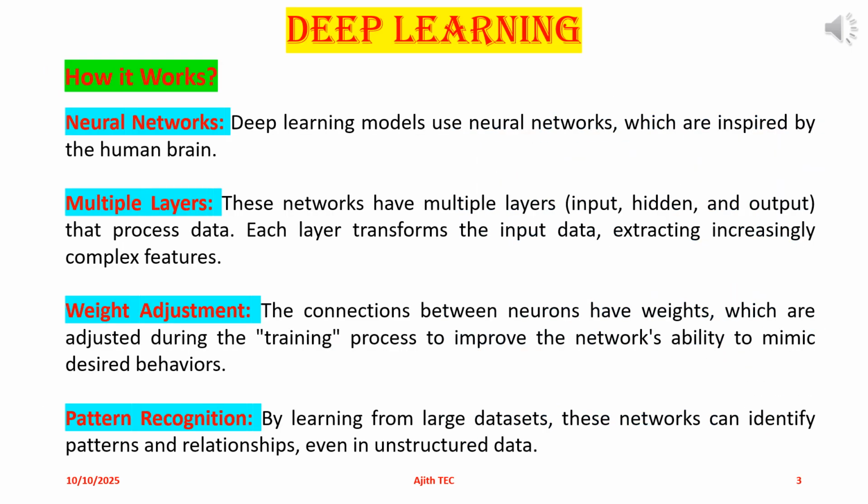How it works. The working process of deep learning can be summarized as shown below. Neural networks. Deep learning models use neural networks, which are inspired by the human brain. Multiple layers. These networks have multiple layers, input, hidden, and output, that process data. Each layer transforms the input data, extracting increasingly complex features. Weight adjustment. The connections between neurons have weights, which are adjusted during the training process to improve the network's ability to mimic desired behaviors. Pattern recognition. By learning from large datasets, these networks can identify patterns and relationships, even in unstructured data.